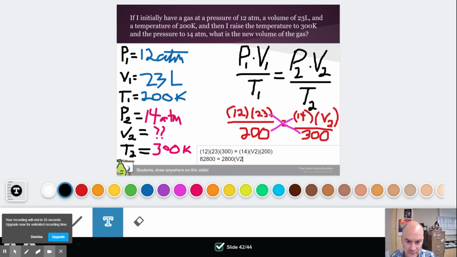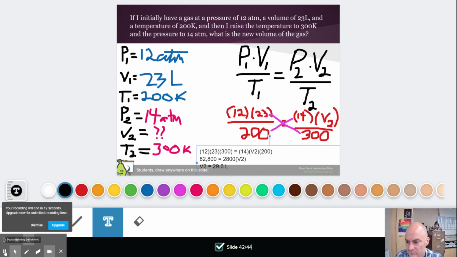Let's see. So I can multiply these three together to get 82,800, and multiply these together to get 2,800. Now I just divide both sides by 2,800, and we get about 29.6 liters for volume 2.